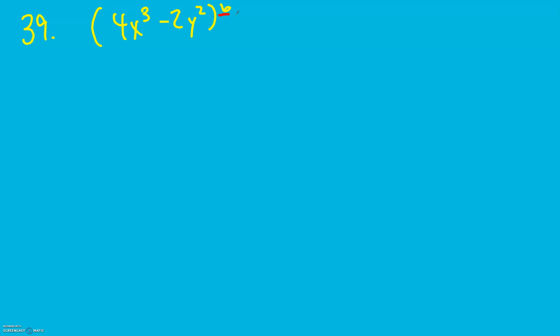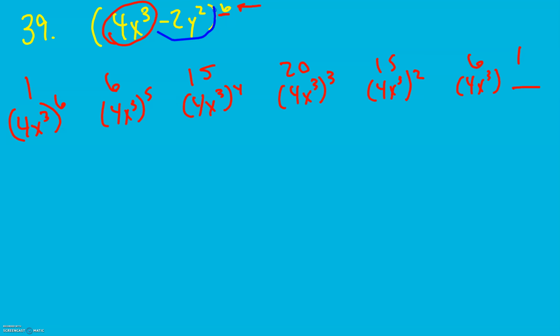Here, exponent is 6, so my columns coefficients are 1, 6, 15, 20, 15, 6, 1. On the left side, I have 4x cubed. That's what I have every time. My exponent is 6, so that's what's going to change, is the exponent on my binomial. Same thing starting from the right. I have -2y squared to the 6th power, because that's the exponent on my binomial. -2y squared to the 5th power. My -2y squared stays the same every time. It's my outside exponent that changes.